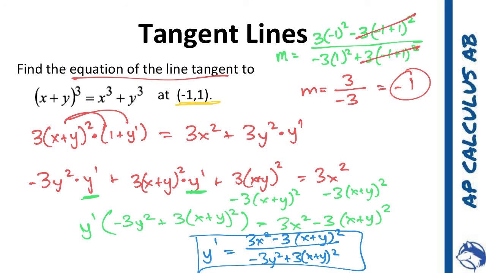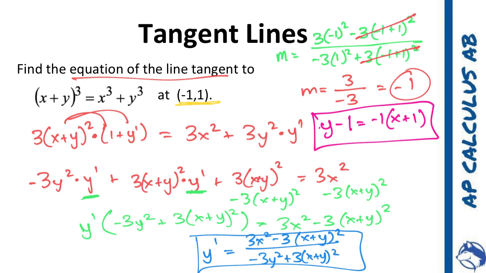So the equation of a line that is tangent, I could rewrite this as my y minus my y1, which is 1, equals negative 1 times x minus x1, so minus a negative becomes a positive, and that's the equation of my line that's boxed right there.